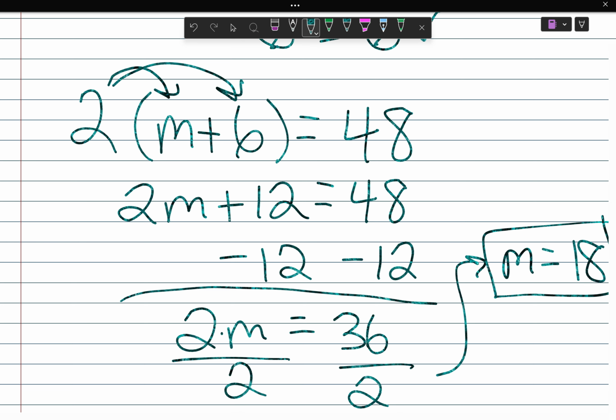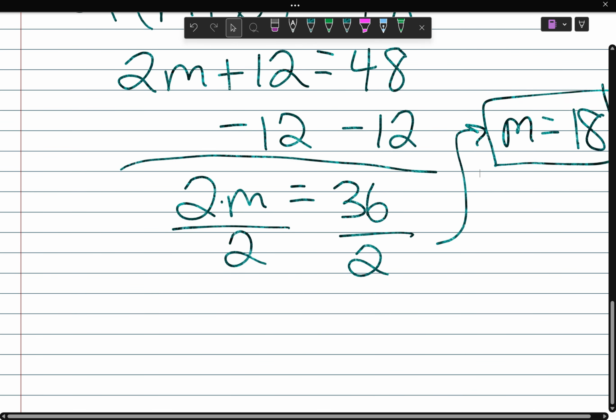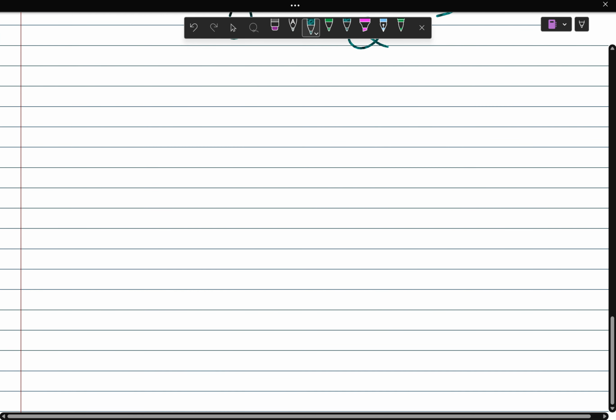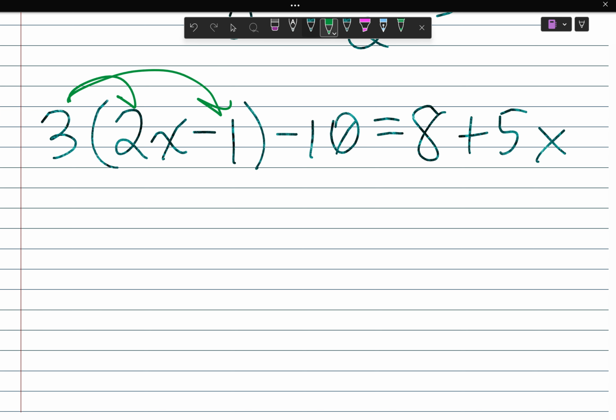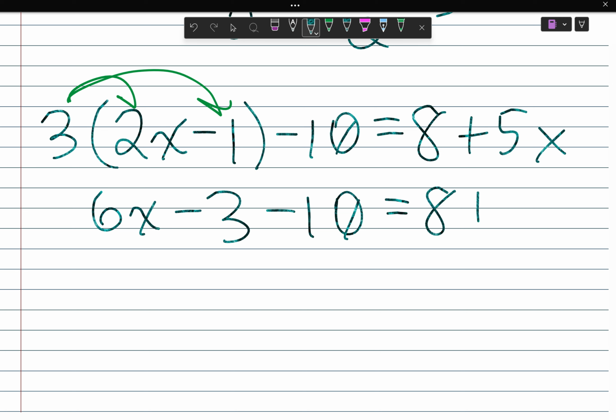All right, so just remember the goal: to get the variable on one side, the constant on the other. New problem. 3 times the quantity of 2x minus 1, minus 10 is equal to 8 plus 5x. So first thing we want to do is get rid of the parentheses, so we distribute. 3 times 2x is 6x. 3 times negative 1 is negative 3. Bring down the negative 10. Bring down the equals. Bring down the 8 plus 5x.